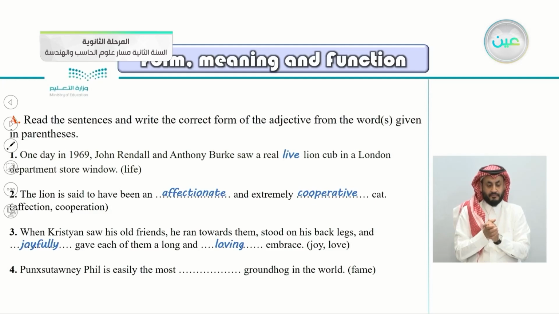Number 4, Punxsutawney Phil is easily the most [blank] groundhog in the world, and the noun is fame. So the most what in the world? What's the adjective from fame? This is an easy one. Famous, the most famous groundhog in the world.